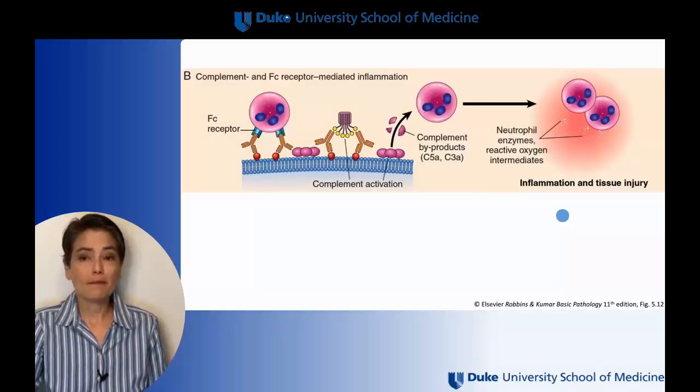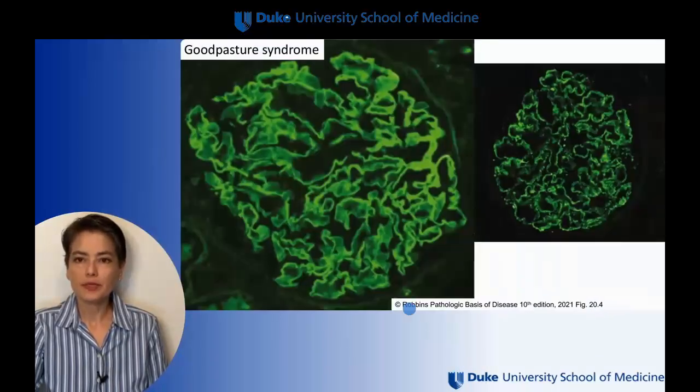Now, the example I mentioned is Goodpasture syndrome, in which we get antibodies to antigens in the glomerular basement membrane as well as in the alveoli of the lung. I want you to focus on this image on the left. This is immunofluorescence looking at this antibody deposition, and I want you to appreciate how smooth it is. This is because this antigen is expressed throughout this membrane.